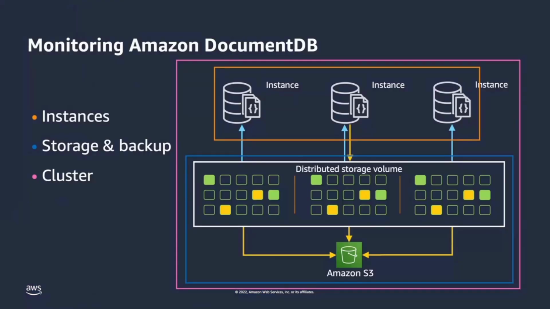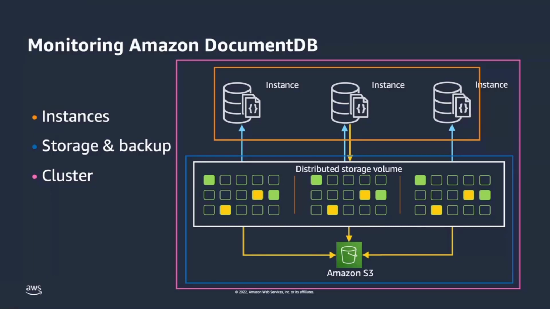Now, these metrics fall into 3 main areas as it relates to the conversation here today. And those are metrics around instances, things like database connections and CPU utilization, storage and backup, how much storage is being used or consumed by the data and the backups, and then cluster metrics. For example, how many read and write operations are occurring in the cluster.